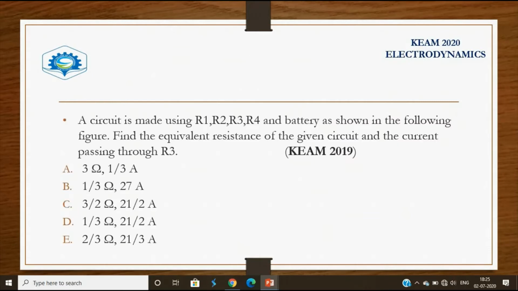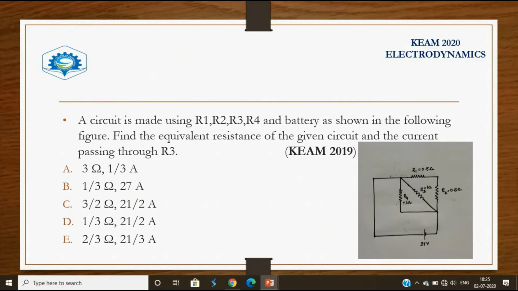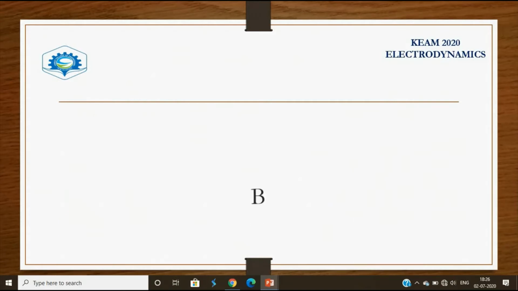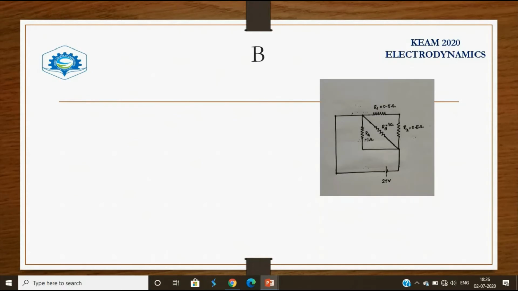Another question is: a circuit is made using R1, R2, R3, R4 and a battery as shown in the following figure. Find the equivalent resistance of the given circuit and the current passing through R3. That is the question. The circuit is given. The circuit is this, and we have our second option, third option, fourth option, fifth option. Okay, these are our 5 options. So let's calculate the answer. The answer is B.